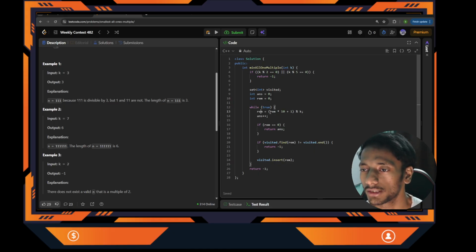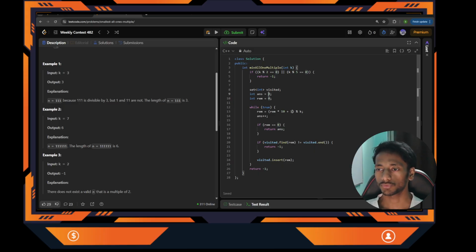So the current remainder will be whatever remainder I have for the previous number. Initially it is 0, multiplied by 10 plus 1. The current digit 1 is added, and take the modulo of k, and also increase the answer, which is the length of the number, because I am adding one new digit 1. So answer plus plus. If our remainder value is 0, return the answer, whatever the length I have.